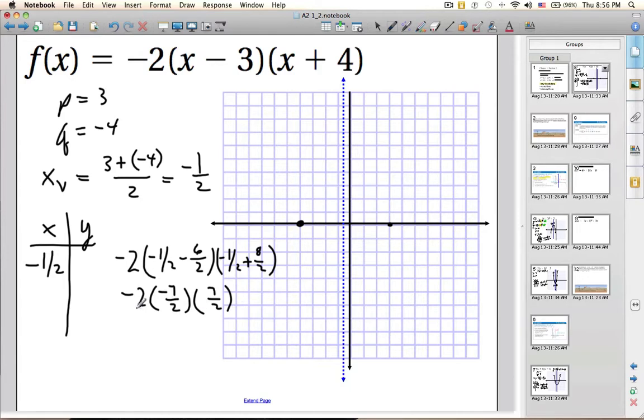Okay, so I'll get -49, -2 times -49 over 4. Right? And the -2, right? Negative times a negative, that's going to end up being positive. And the 2 cancels with the 4, and I get 49/2, which is about 25. Wow, that's way up there. 25. This is only 10, so somewhere way up in that range, my vertex will be at -1/2, 49/2. So it's way, way up there.